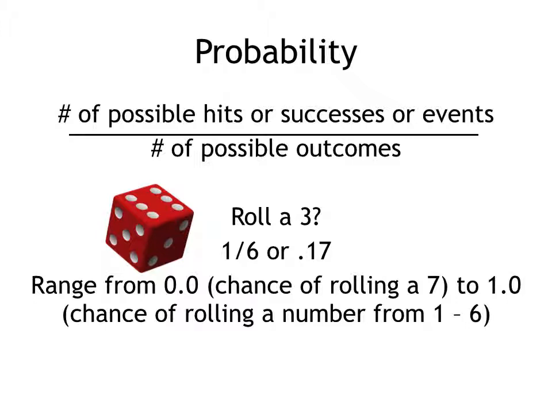Now, we use a range, and this will look a little bit familiar because we've used a range like this before for correlations. We use a range from 0. 0.0 would be the chance I have of rolling a 7 when I roll one die. It's 0. It's not going to happen. All the way to 1, which would be my chance of rolling a number from 1 to 6, anywhere between 1 and 6 with one die. It's going to happen every time. So that's what we mean by a range from 0 to 1.